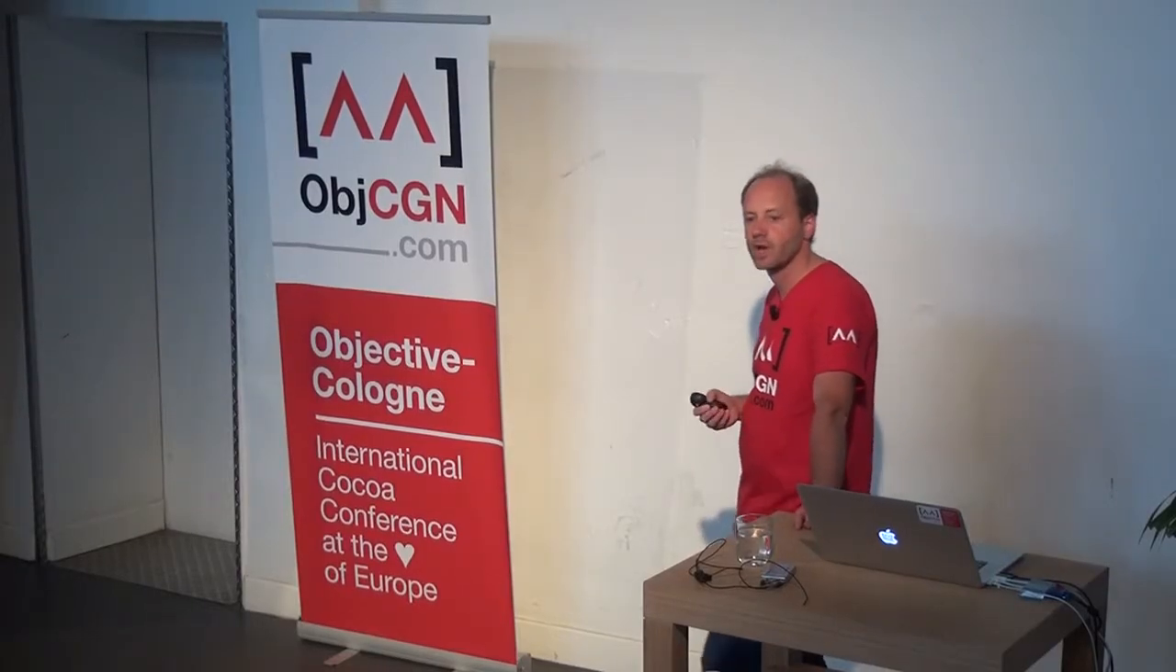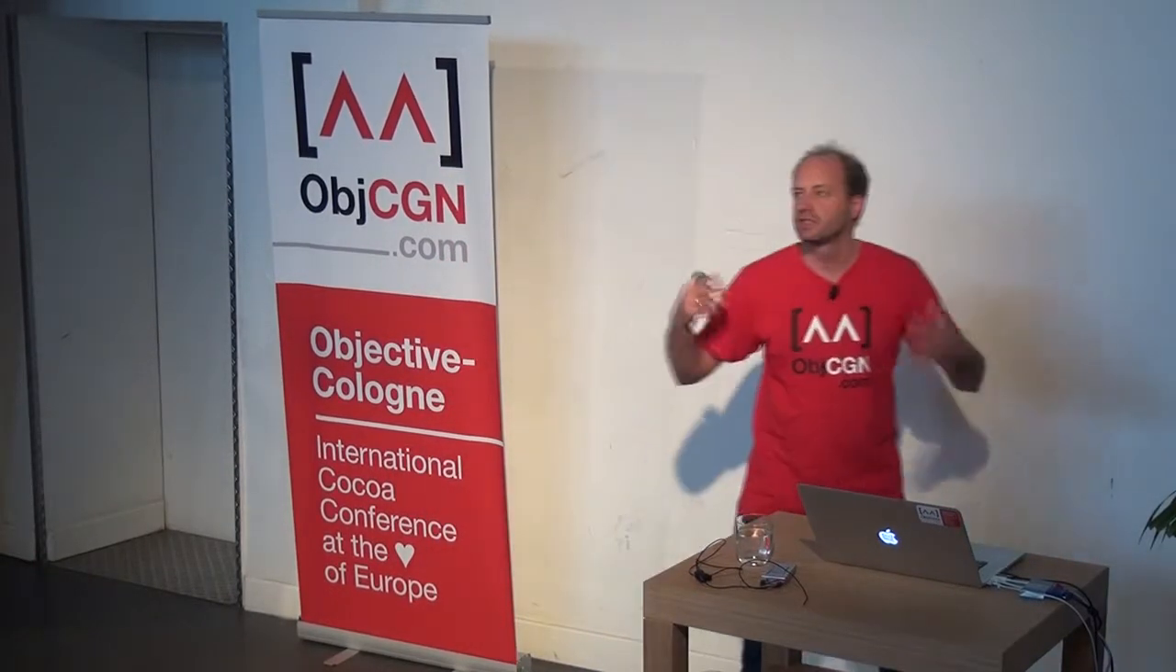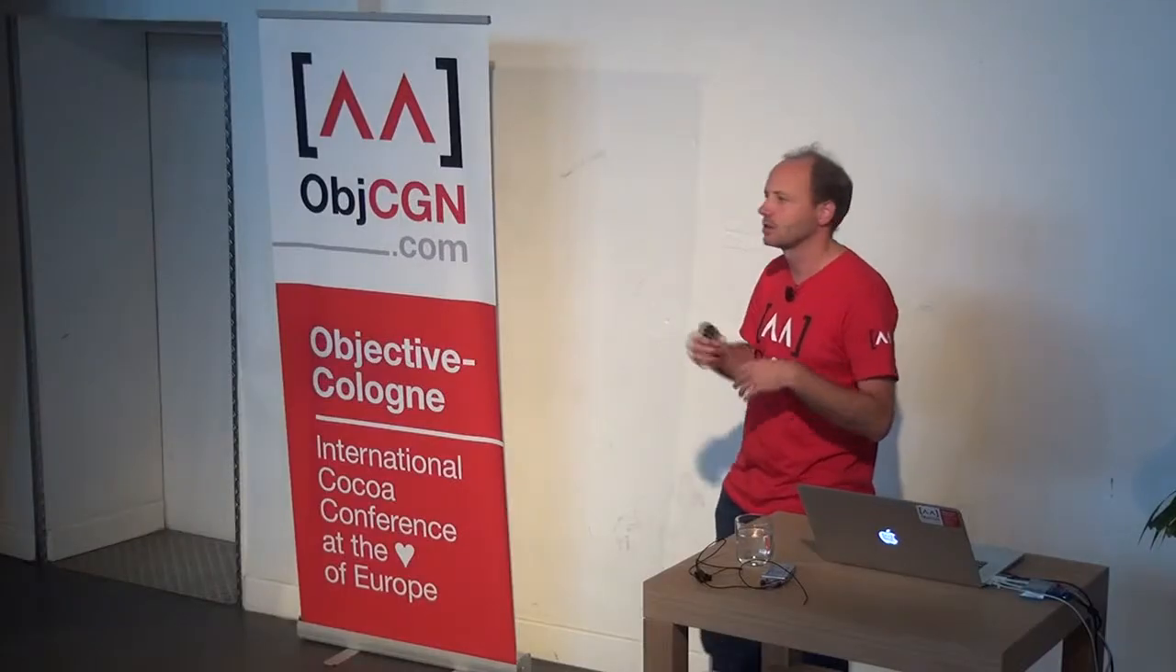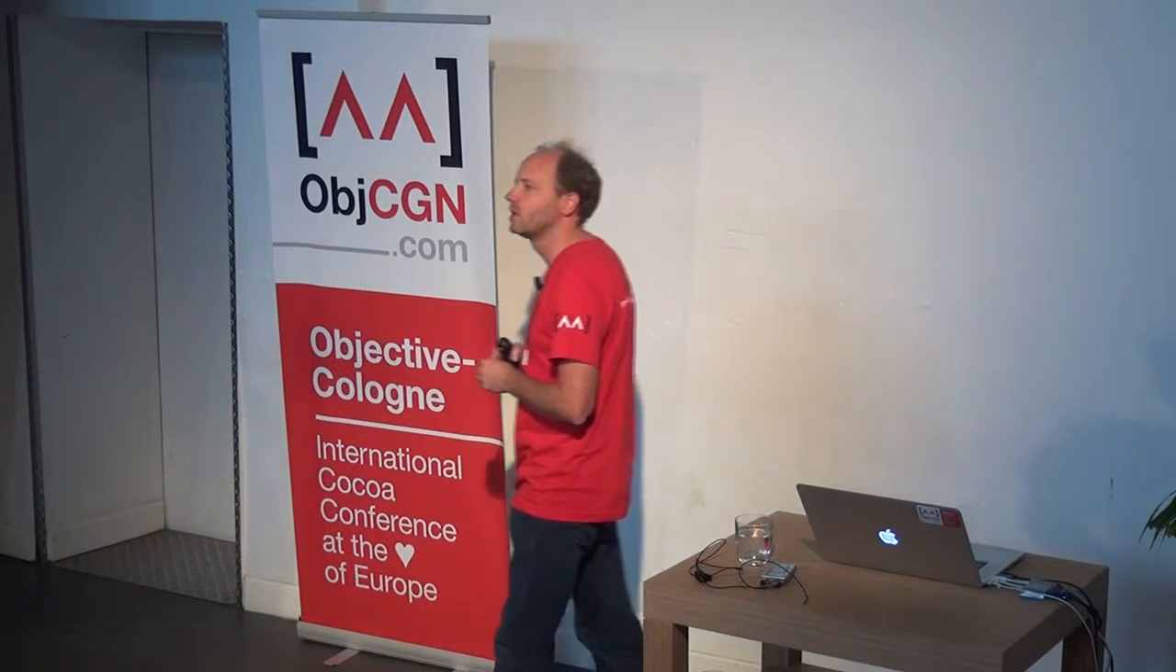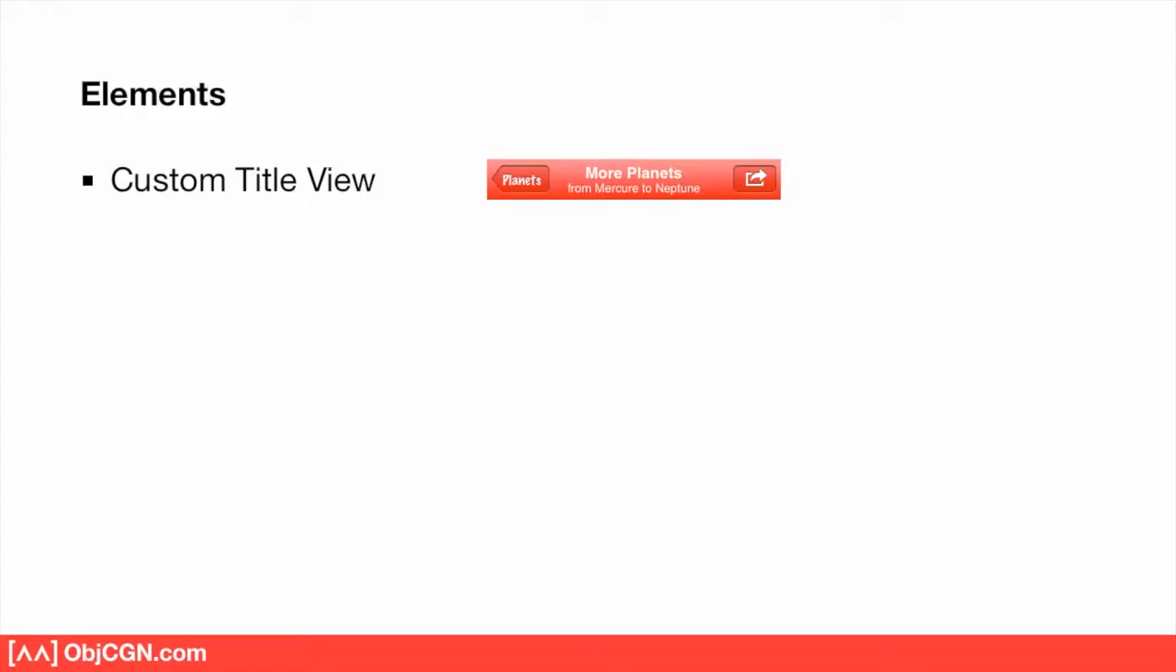There is obviously the custom title view, so you are able to supply your own view for the title. It could be an image view. In this case, it's basically a container that has two UI labels embedded. That's already pretty old stuff that's been around for ages, so not really new in iOS 5.